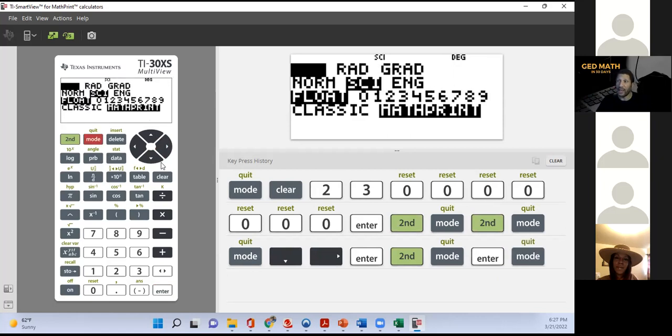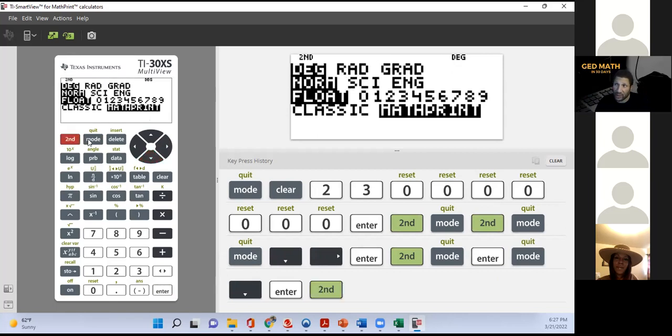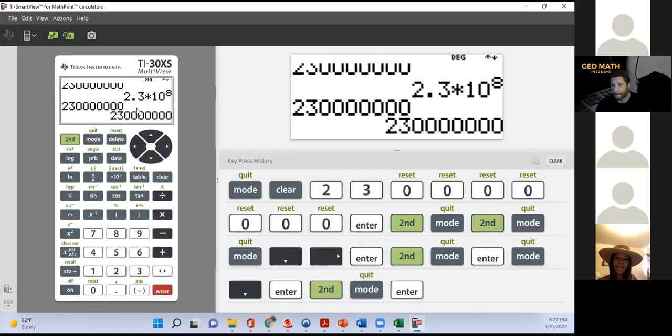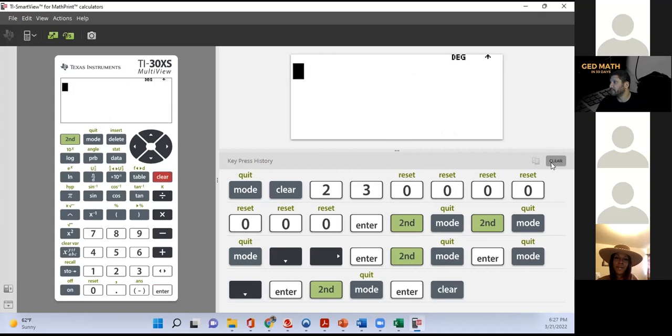Okay, I want to change the way it's displayed again. So I go to mode. I take it out of scientific notation. So I go back to norm. I press enter. Then I quit out of my menu, second mode. Then I press enter to get my number back. Okay. All right. Let me clear it.